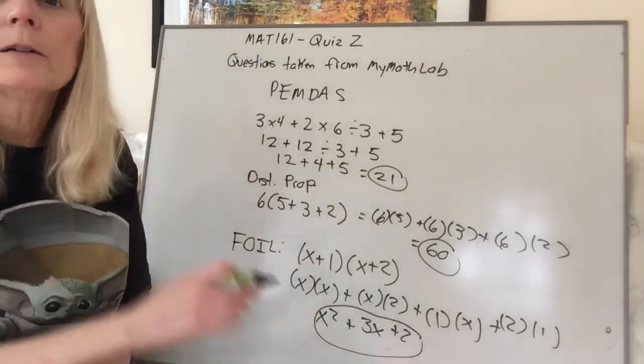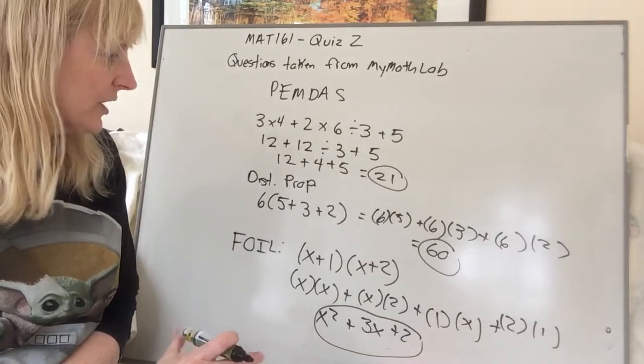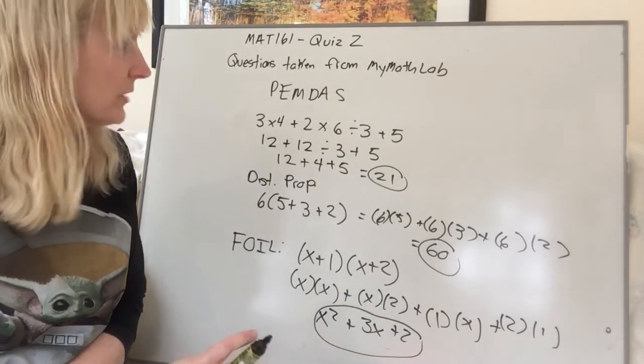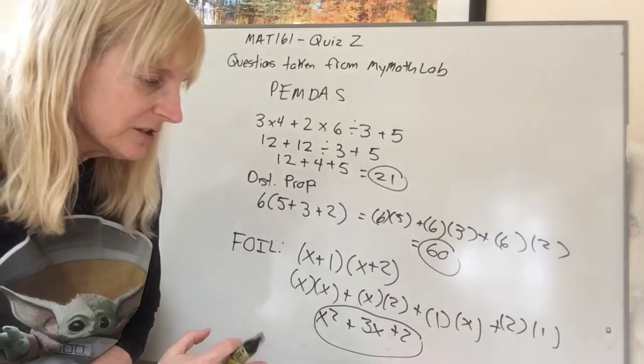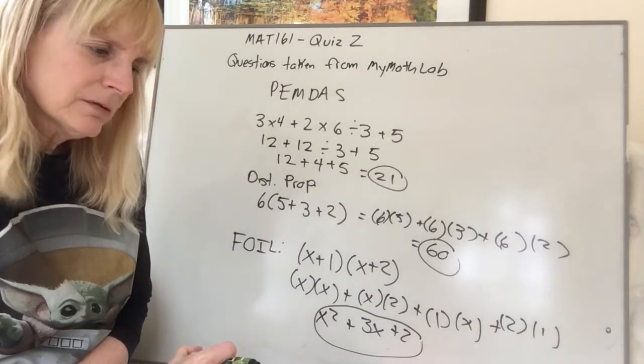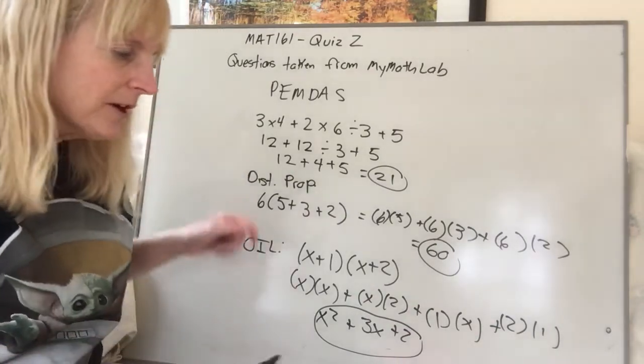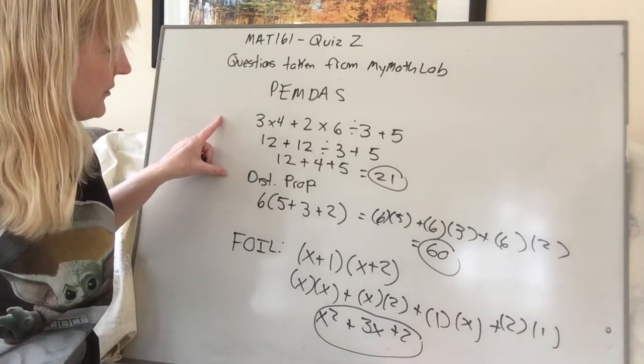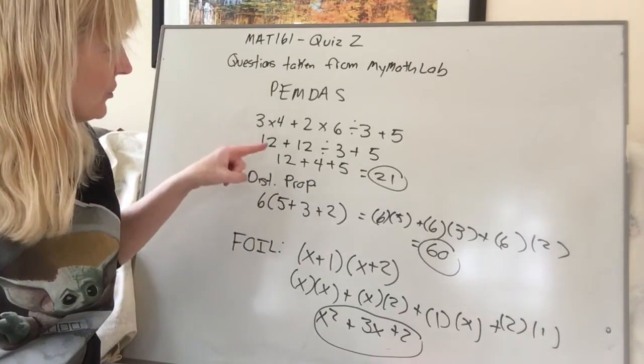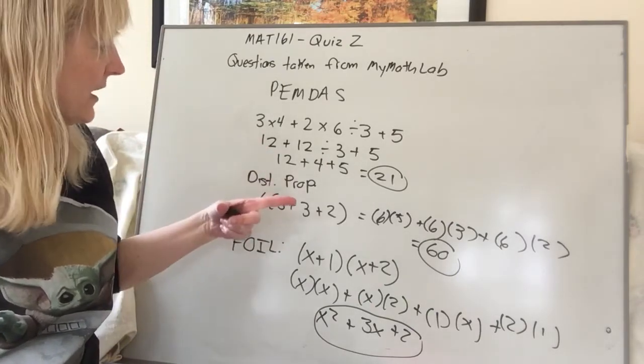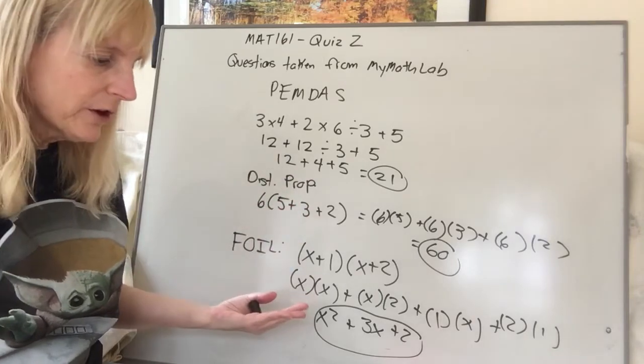Okay, so basically you just have to, I would do that section, what section is this? I can't remember what section it is, but look through your math lab sections. And they have to do with PEMDAS, distributive property, and FOIL. And I think you're good.